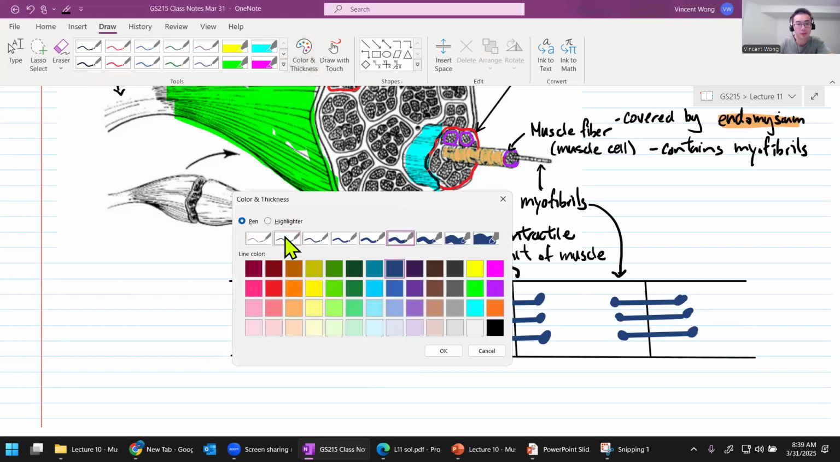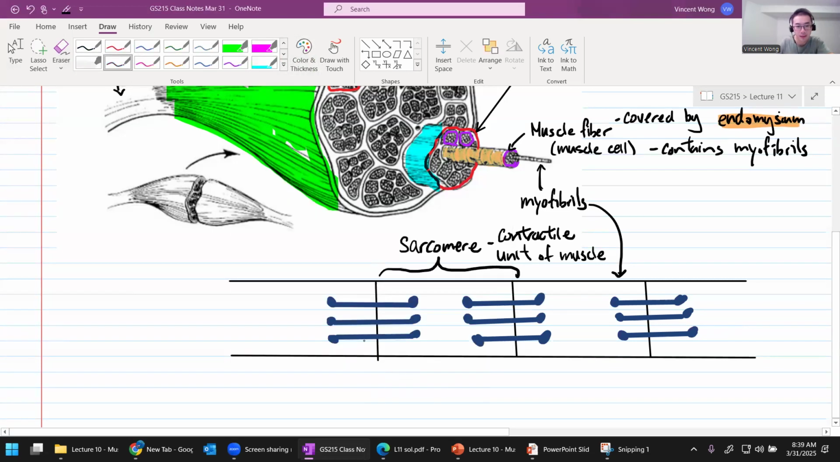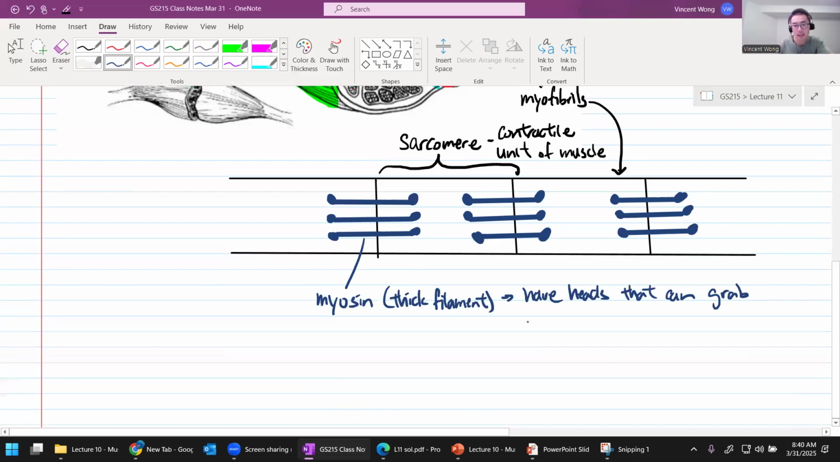Let me label it for you. These are myosin, aka thick filament. They have heads that can grab and pull on actin.